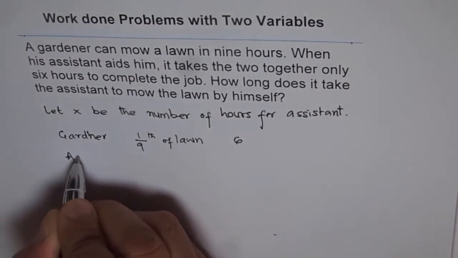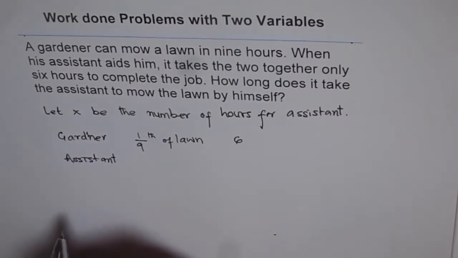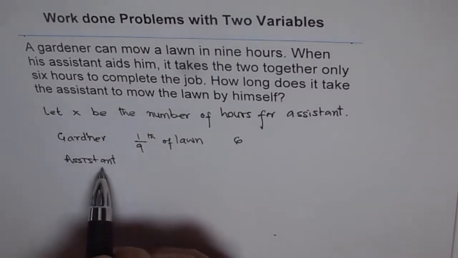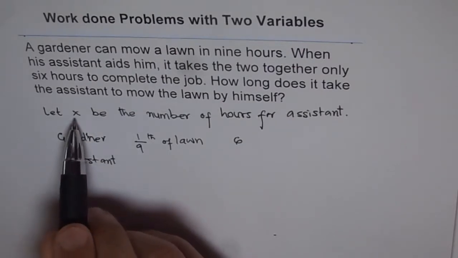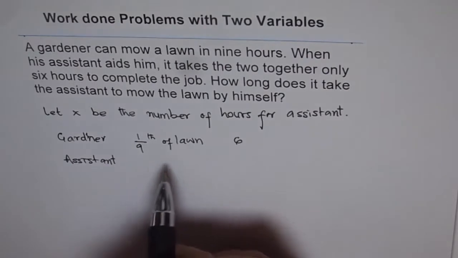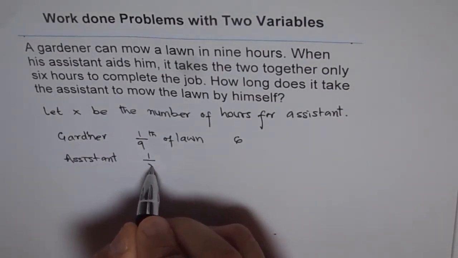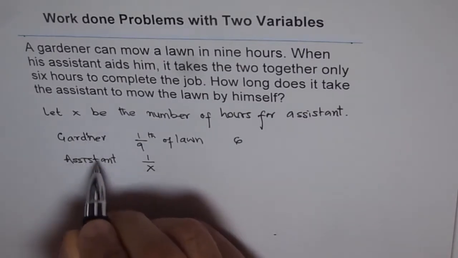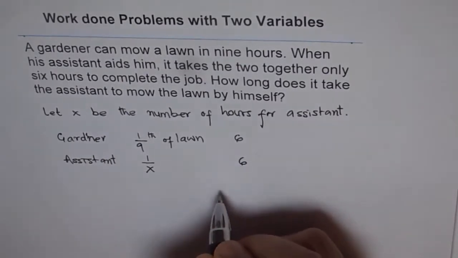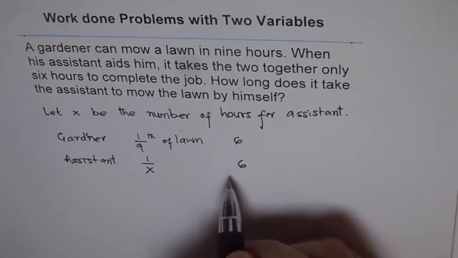How about the assistant? As far as the assistant is concerned, we are assuming that alone it takes x hours for the assistant to complete the work. So in 1 hour, how much work will be completed? 1 over x, correct? And when they work together, they work for 6 hours each. And in that case, what fraction of work is being done by both of them?